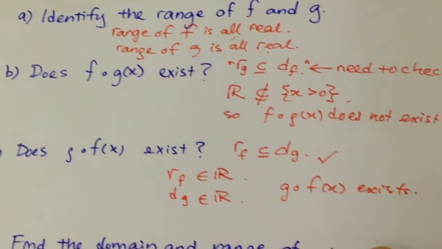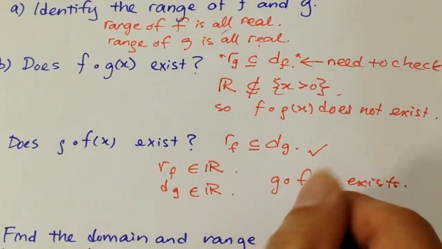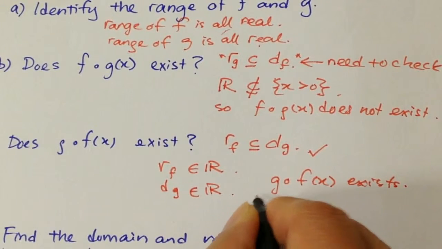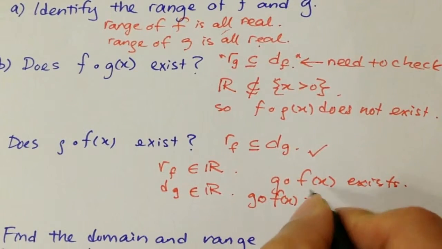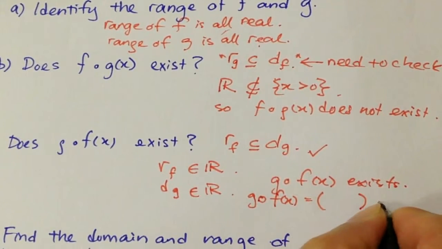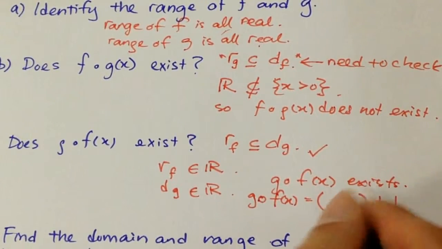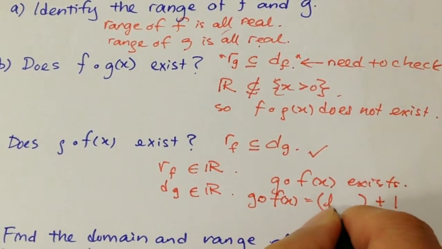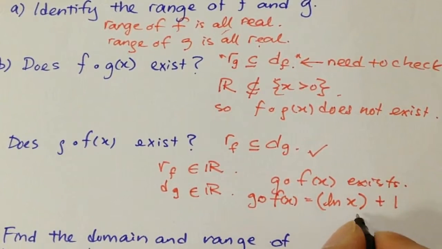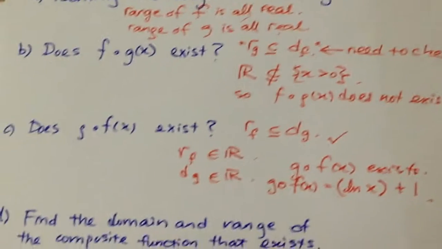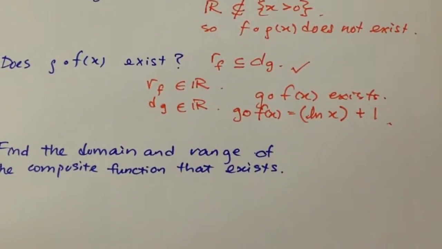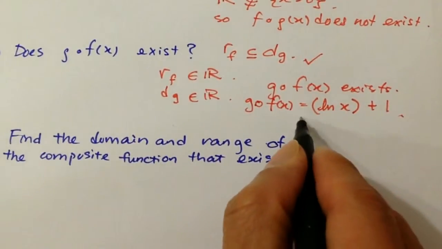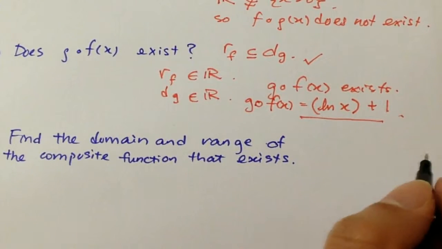And we can calculate g of f. So we write g first, g of f. We set up g, so big bracket for the x plus 1, and inside the bracket I put f, natural log of x. So this will be natural log of x plus 1. Now next, find the domain and range of the composite function that exists. So we're looking at this. That's my composite function, and I want to find the domain and range.